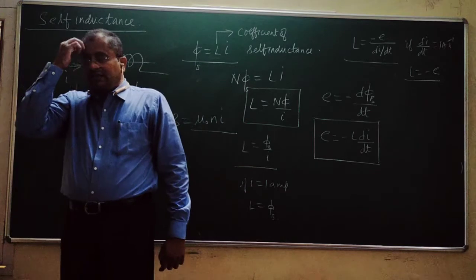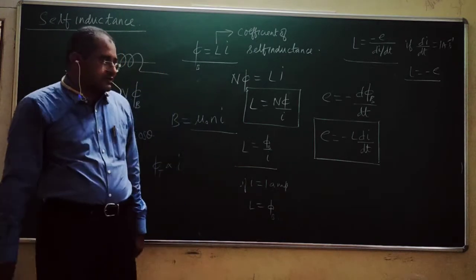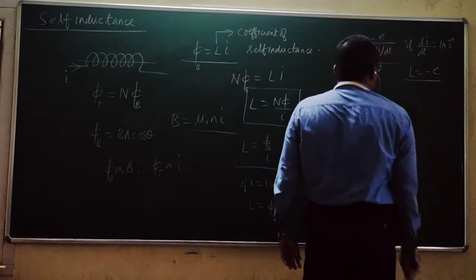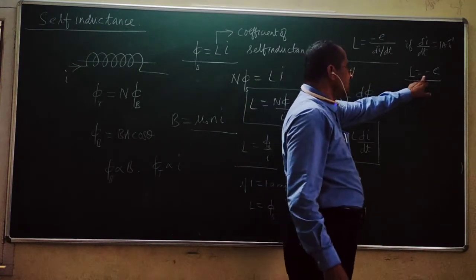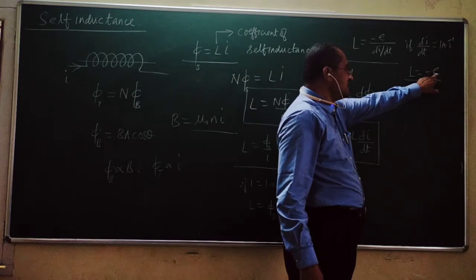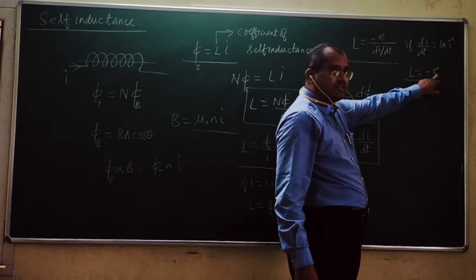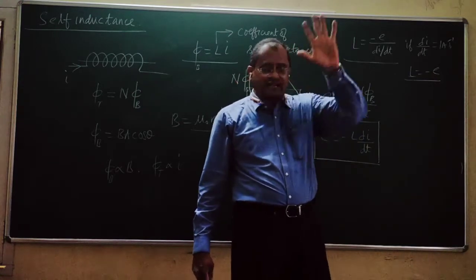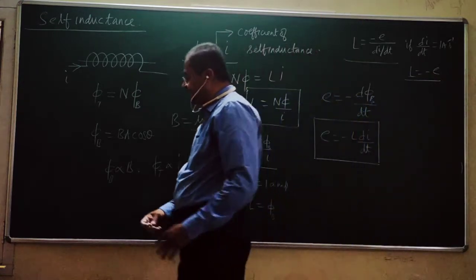If you are interested in hearing it once again, I don't mind doing so. Coefficient of self-inductance of a given coil is numerically equal to the opposing induced EMF produced in the coil when the rate of change of current to the coil is 1 amp per second. Is that okay to you, sir?